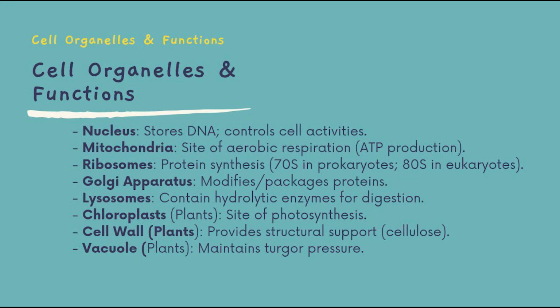Let's explore cell parts. The first one is the nucleus, which controls the cell and holds DNA. The second one is mitochondria, which makes energy or ATP. The third one is ribosomes, which build proteins. The fourth one is the Golgi apparatus, which packages proteins. The fifth one is lysosomes, which clean waste. Plants have extra parts like chloroplasts, which make food, and cell walls, which give shape.